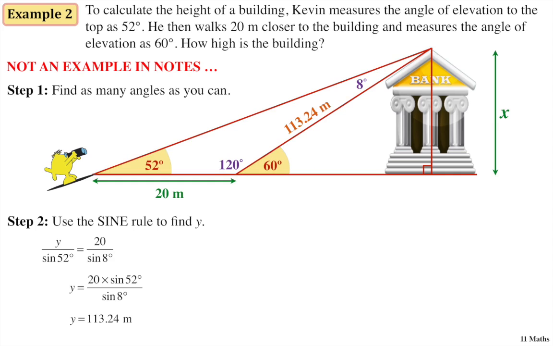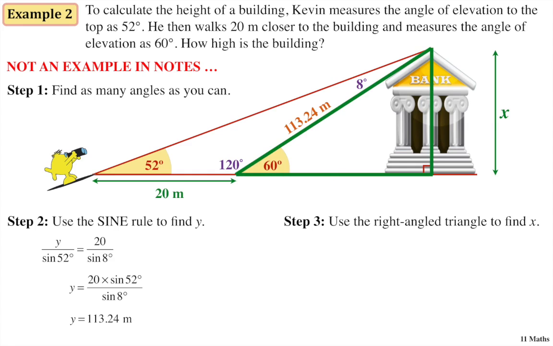So let's put that there, and now consider the triangle I've highlighted in green. We know an angle. We know the hypotenuse. Because this is a right angle triangle, we can find x using SOHCAHTOA. This is a sine question, so sine 60 will equal x over 113.24. Multiply both sides by 113.24 and we find x. So it's just a different style of question that you come across.